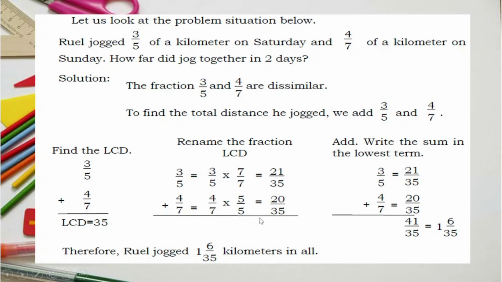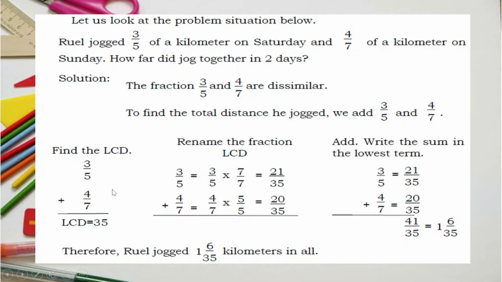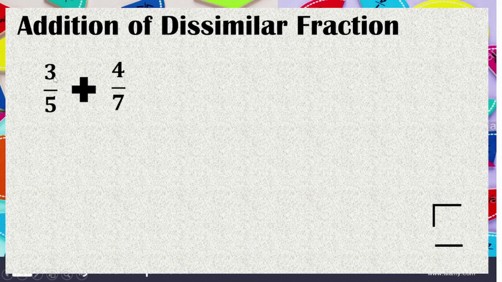So, meron ditong 5 steps. First, find the LCD. Rename the fractions using the LCD. Add. Write the sum in the lowest term. Okay? I-explain ko kung paano natin ito nakuha, kung paano nakuha yung 1 and 6 over 35 kilometers. So, meron tayong 3/5 plus 4 over 7. Since they have different denominators, we are going to find first the LCD.